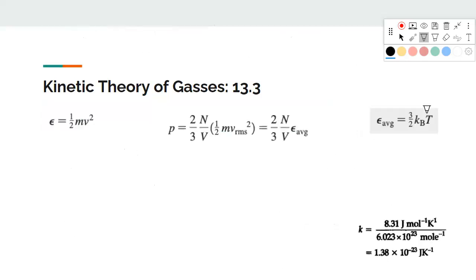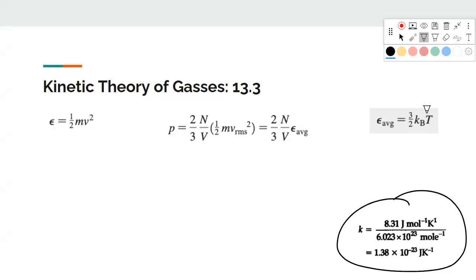Good. So I know there's a lot of stuff on the slide. I did put the definition of KB and its value down here. We just take the ideal gas constant, divide by Avogadro's number, and we get KB, which has units of joules per Kelvin. And that's important. We'll see when we get to entropy soon. Those are the units of entropy, joules per Kelvin.